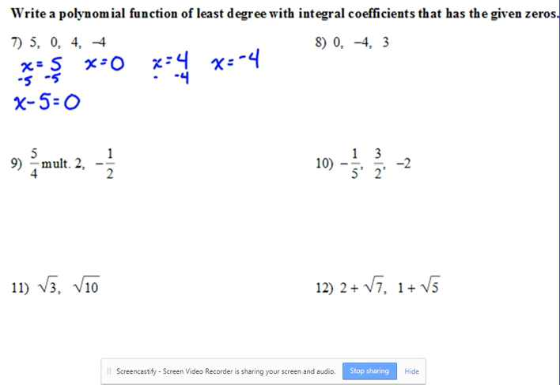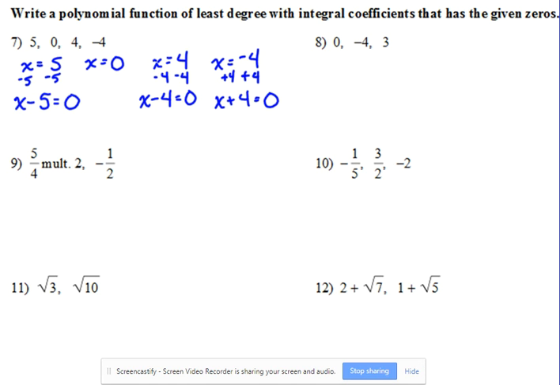X equals 4, if we want that to look like a factor equal to 0, then we need to subtract 4 from both sides. So we get x minus 4 equals 4 minus 4 is 0. And then for the last one, to get that equal to 0, we need to add 4. So we get x plus 4 equals 0. So pretty much what happens every time is that our answer changes signs when we put it with an x.